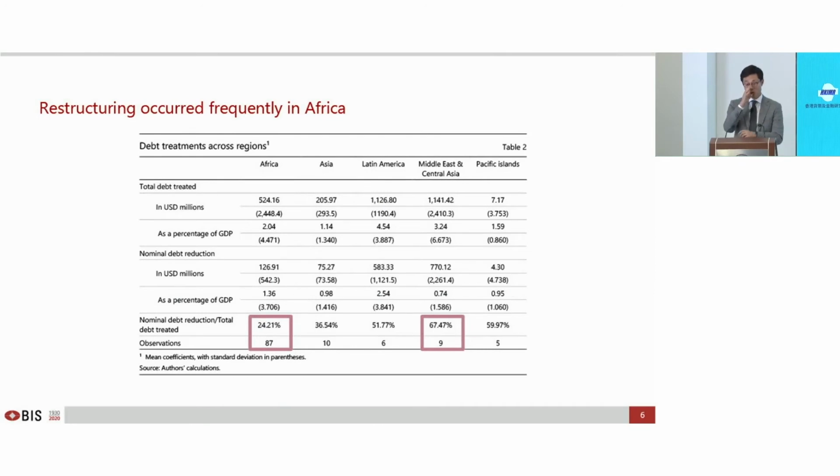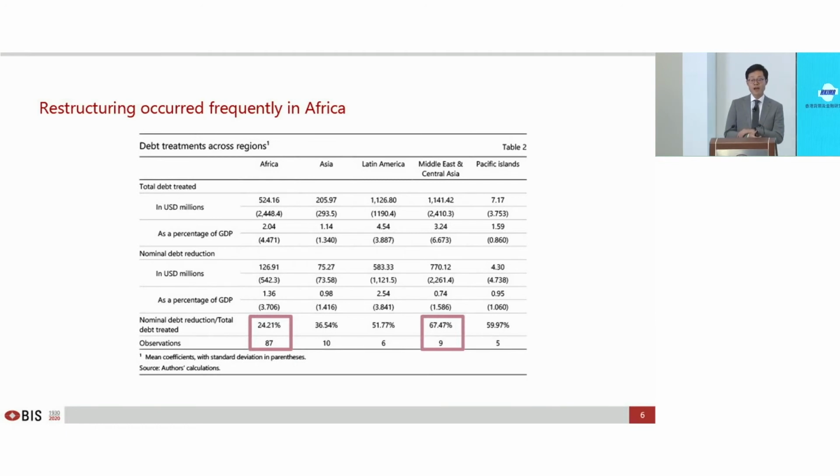And to further talk a little bit about this regional heterogeneity, I show you this table with some summary statistics across different regions. So you have here Africa, Asia, Latin America, Middle East and Central Asia, and the Pacific Islands. And here the numbers are means, so averages, and in parentheses are standard deviations.